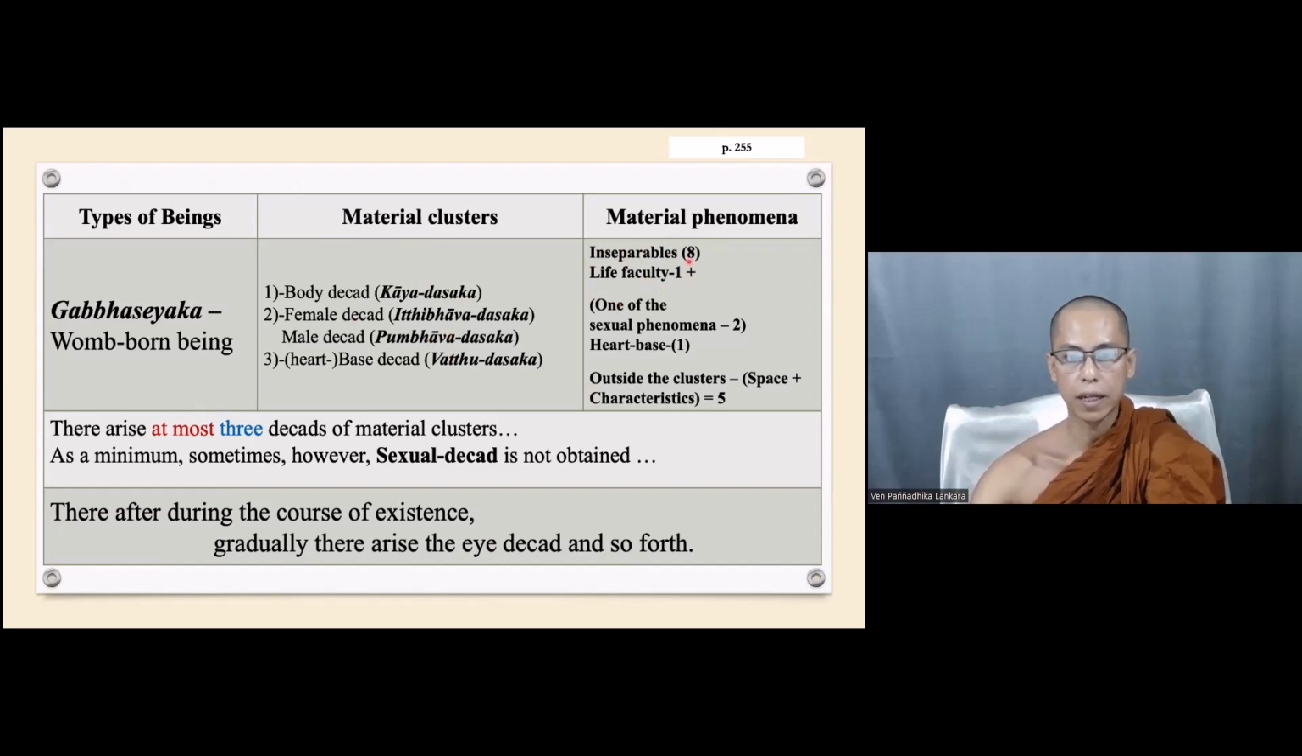So for kamma-born materiality, the life faculty is 9. This is called the nine-fold cluster. So the 9 and one of the sexual phenomena and the heart base. Outside the cluster, you can get the 3, but not 5. So 3 at the moment of rebirth consciousness. So this is for the Gabbhaseyyaka types of being. So we need to make the correction here: 3 means space and 2 characteristics of upachaya and santati.